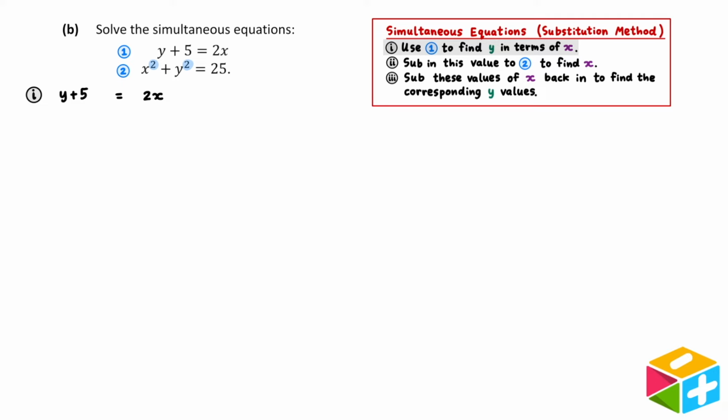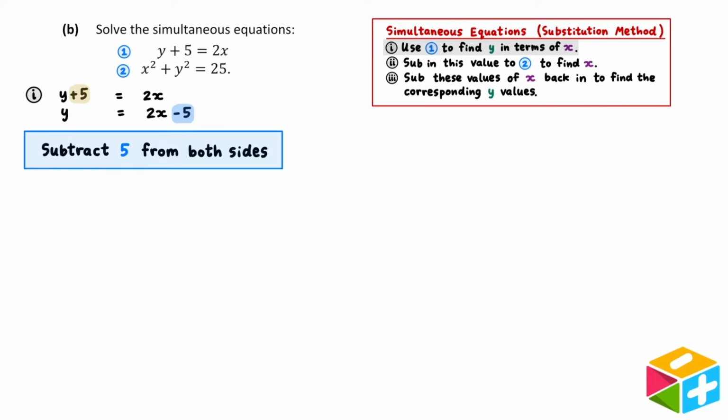Equation 1 states that y plus 5 is equal to 2x. We want to find y in terms of x. In other words, to isolate y all by itself on one side of the equation. To do this, all we have to do is remove the plus 5. The inverse of addition is subtraction, so to remove a plus 5, I'm going to subtract 5 from both sides.